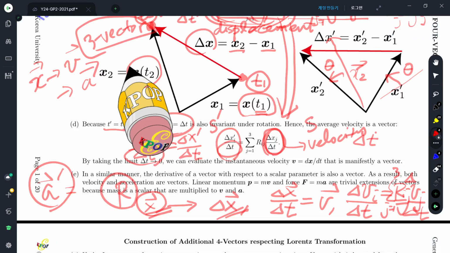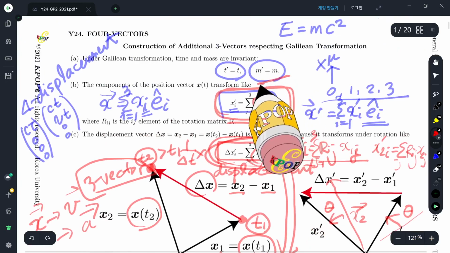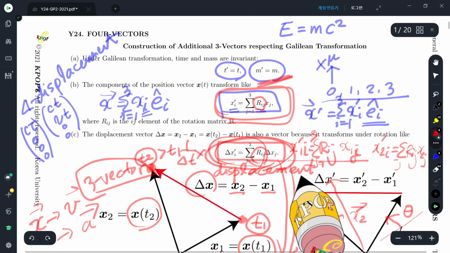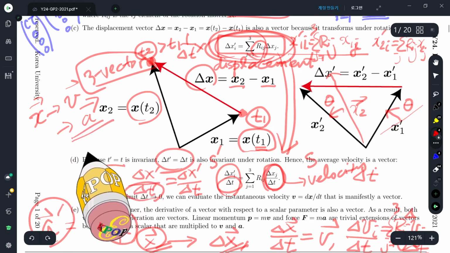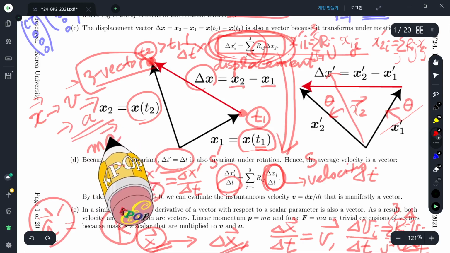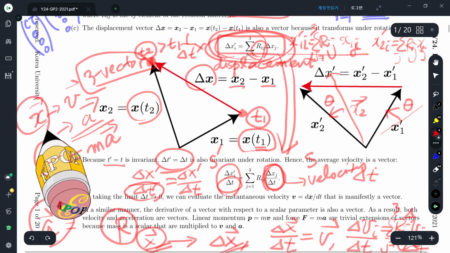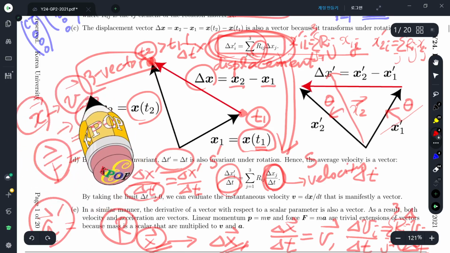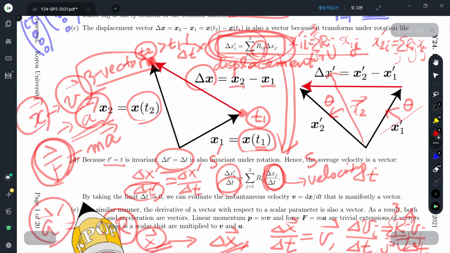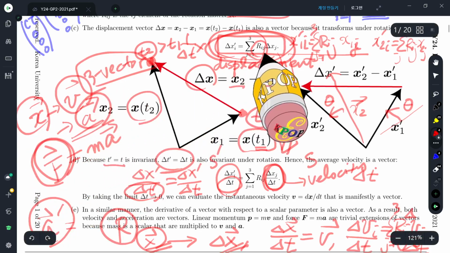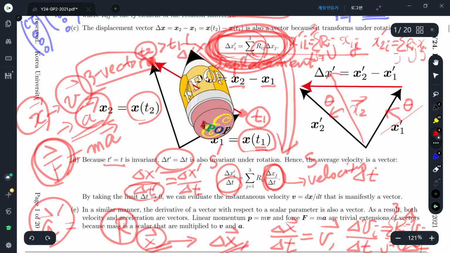In addition, in Galilean transformation, the mass of an object is invariant. Therefore, if I multiply mass to the acceleration, what I get is mass times acceleration, that is a force. Therefore, displacement, velocity, acceleration, and force, everything is a three vector. Three vector means that on the rotation they follow the same rotational properties.